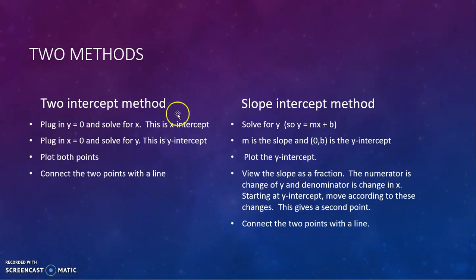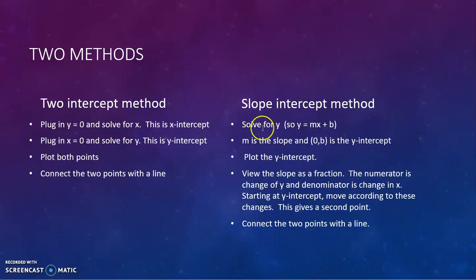But for this method, for the both intercepts, take your equation that is given to you, you plug in y equals 0, and you solve for x. That gives you the x-intercept. Then vice versa, you plug in x is 0 and you solve for the y, that gives you the y-intercept. You plot both of the points, and then you're just going to connect those 2 points with a line.